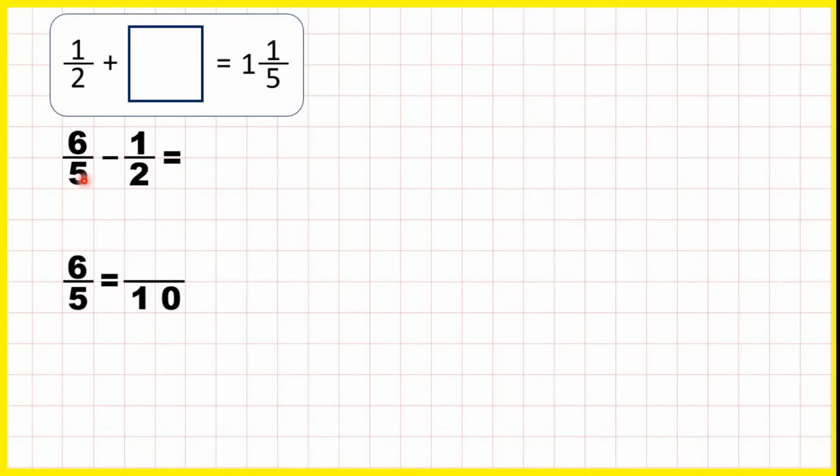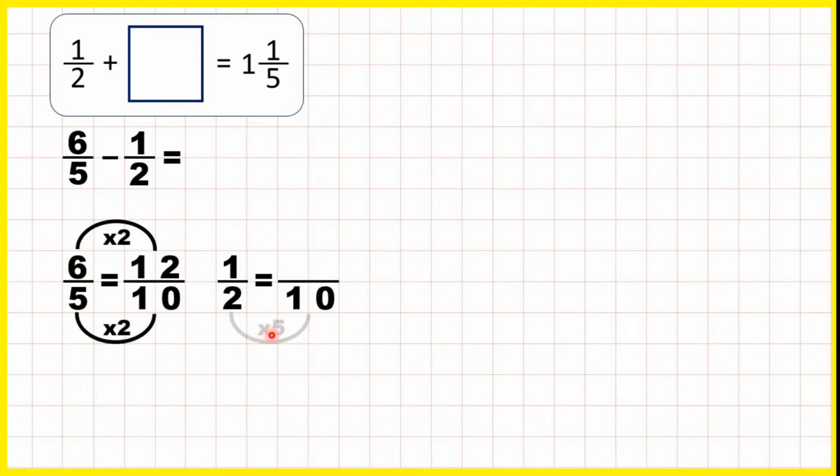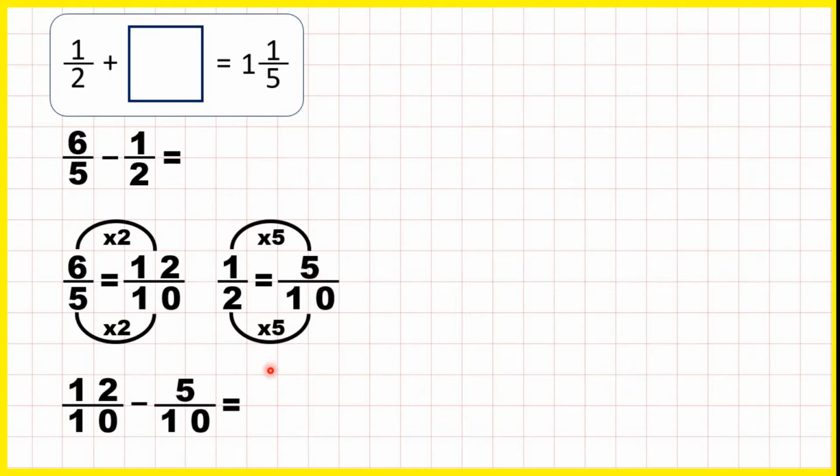Now 10 is in both the 5 and the 2 times table, so we can find equivalent fractions to 6/5 and 1/2, which have a denominator of 10. 5 times 2 is 10, 6 times 2 is 12, 2 times 5 is 10, 1 times 5 is 5. So instead of 6/5, we can have 12/10, and instead of subtracting 1/2, we can subtract 5/10. The denominator stays the same, and 12 minus 5 is 7, so our missing fraction is 7/10.